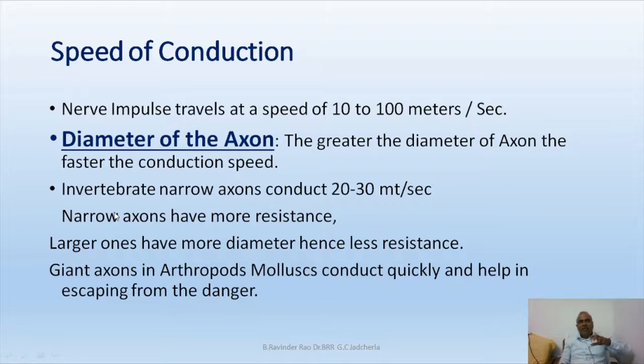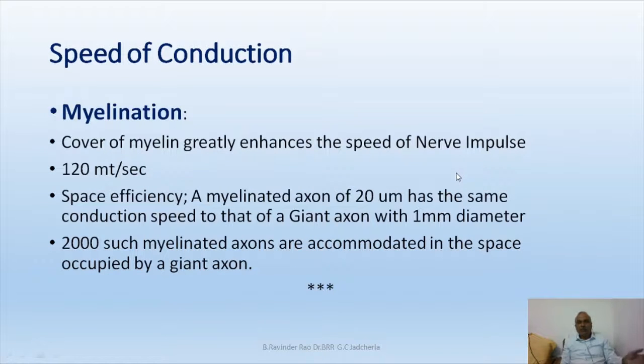In invertebrates, there are very large axons called giant axons. These giant axons conduct the information very, very fast. Narrow axons have high resistance. You see a pipe. If a pipe has more diameter, more water will go. If a pipe has less diameter, less water will go. Here the speed is dependent on resistance. The more the diameter, the less the resistance will be. Now, giant axons are there in arthropods and mollusks, such as squids, so they can increase the speed of conduction.